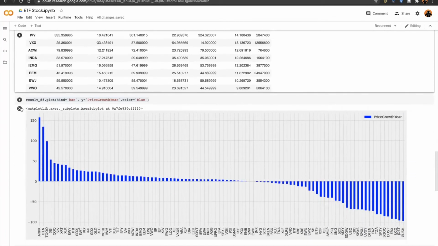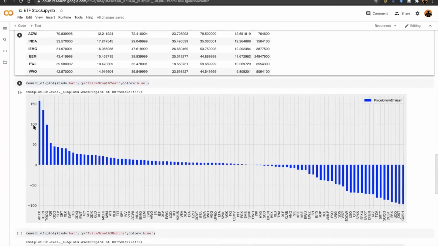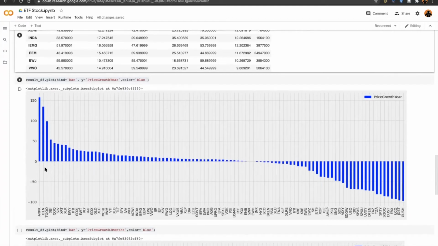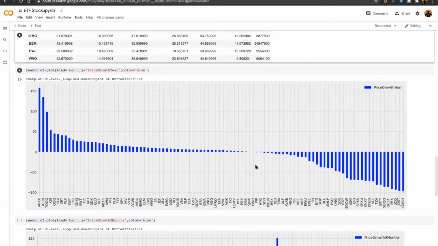And then I also show the graph with Matplotlib. You can see that most of the ETFs are growing within this 1 year in spite of COVID-19. But of course, some of them are not good.